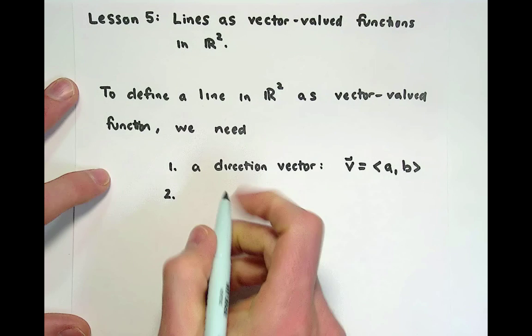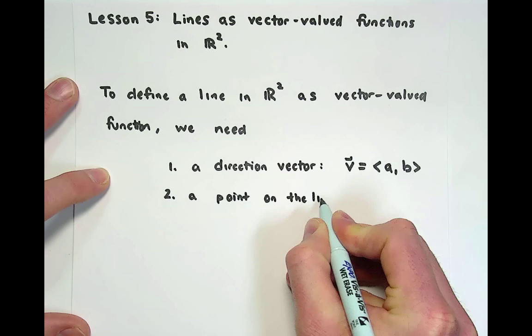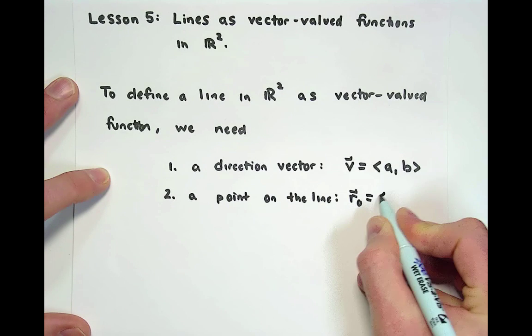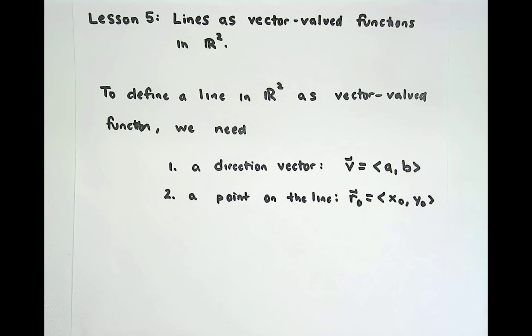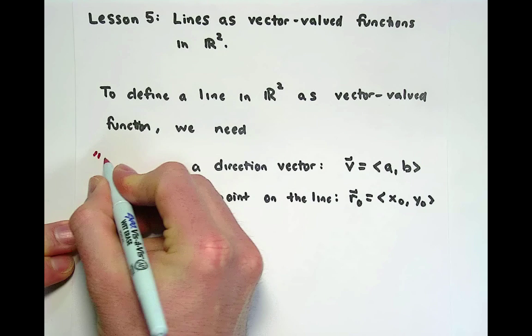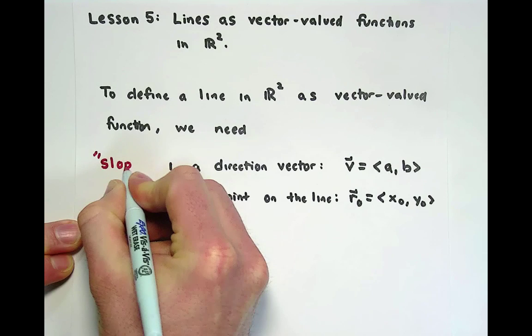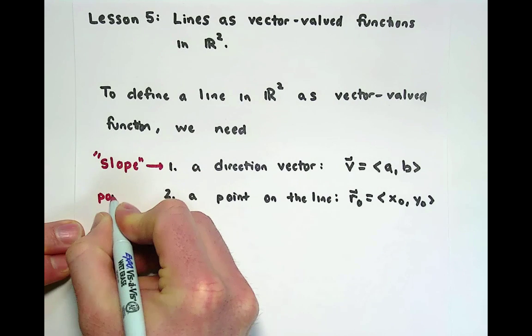In addition to a direction vector, we also need a point on the line. And we'll call that point r naught, and we'll say that it is given by x naught, y naught, which are just individual values. And you can think about these from the scalar world as a slope. That's what we call the slope, and a point on the line.